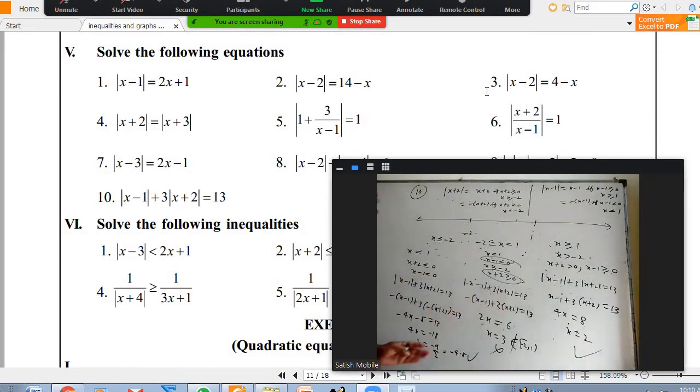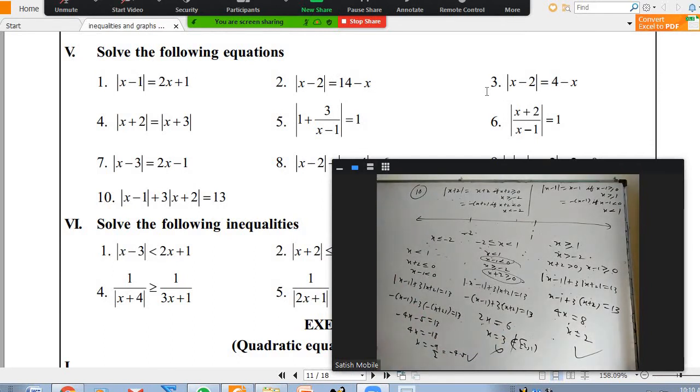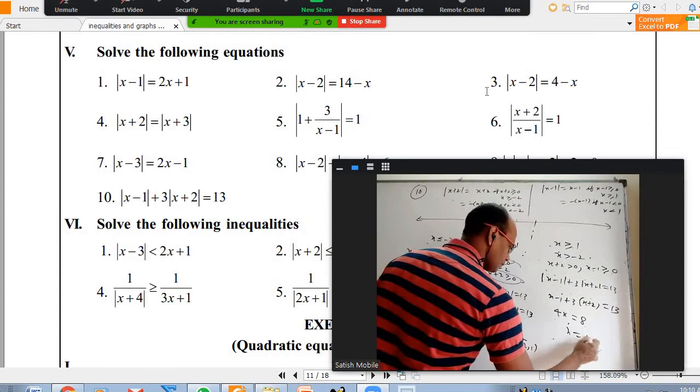So in each case, here I got one answer, here I got one answer, here I got one answer, but this answer doesn't belong to that interval, so leave it. So I got minus 9 by 2 and 2. So solution set equal to {minus 9 by 2, 2}.